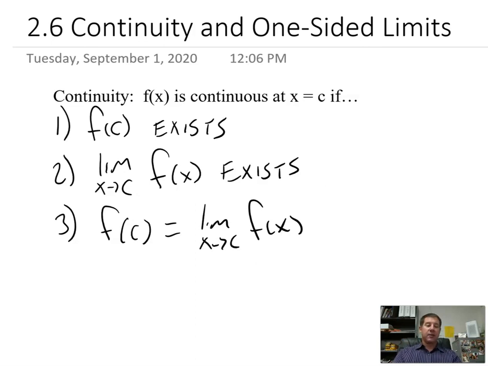and if they're all at the same place, then the function is continuous. So this is our formal definition of continuity, and this is the one that we're going to use as we move forward. You're probably going to want to write that one down.